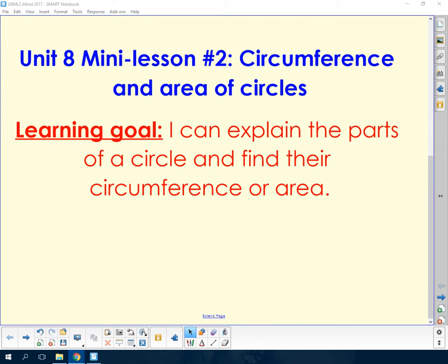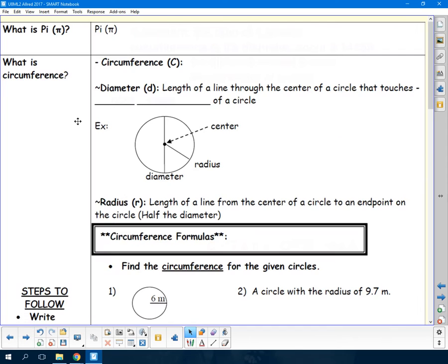We're on Unit 8, mini lesson number 2. We're going to talk about the circumference and area of circles today. Yesterday in math class, we talked about the area and perimeter of rectangles, trapezoids, and triangles. And today, all we're going to do is strengthen our knowledge and talk about circles and their circumference and area. You should be able to explain the parts of a circle and find their circumference and area by the end of the day today. Okay, we're going to go ahead and get started with the notes.